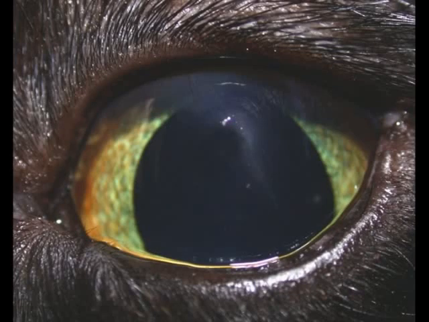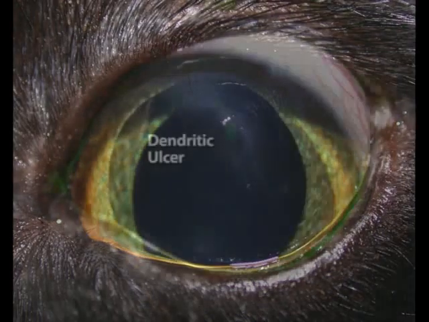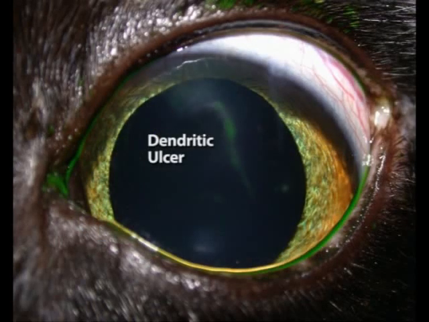Fluorescein can provide valuable information about the nature and extent of an ulcer. This subtle corneal lesion was shown using fluorescein to be a small dendritic ulcer, a finding which is pathognomonic for feline herpes virus infection.